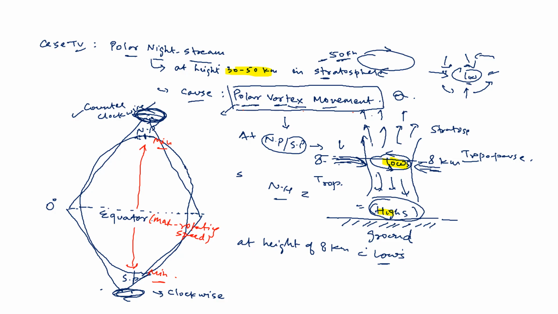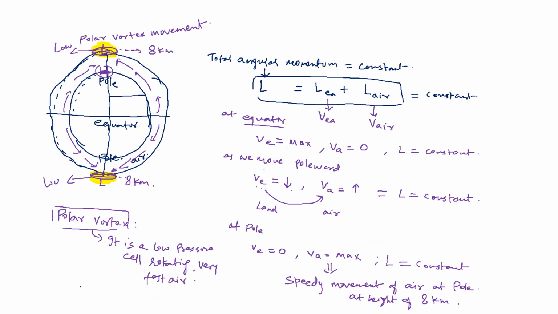Now the air which is coming from all sides to fill this low pressure in the polar tropopause, they push either towards the stratosphere or pull towards the ground in the polar region. So at the ground it maintains the polar high. In the upper atmosphere, above the tropopause, it enters into the stratosphere and is maintained at the height of 50 kilometers as the stratospheric polar night jet stream.